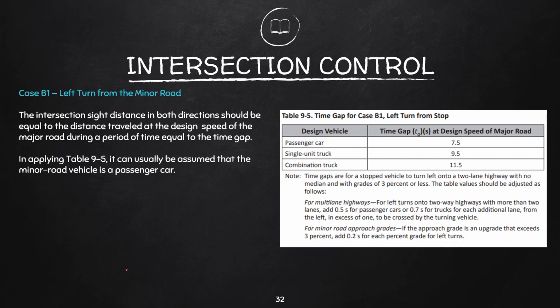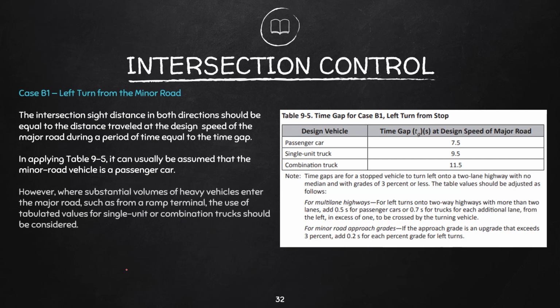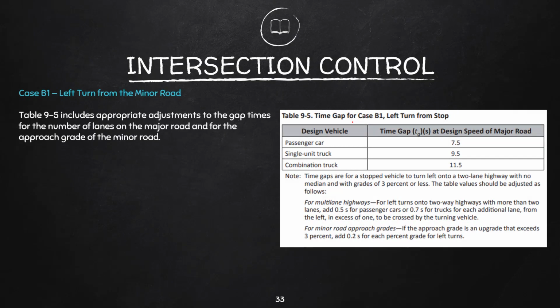Okay? In applying Table 9-5, it can usually be assumed that the minor road vehicle is a passenger car. However, where substantial volumes of heavy vehicles enter the major road, such as from a ramp terminal, the use of tabulated values for single unit or combination trucks should be considered, as shown here in the table. Table 9-5 includes appropriate adjustment to gap times for the number of lanes on the major road and for the approach grade of the minor road.